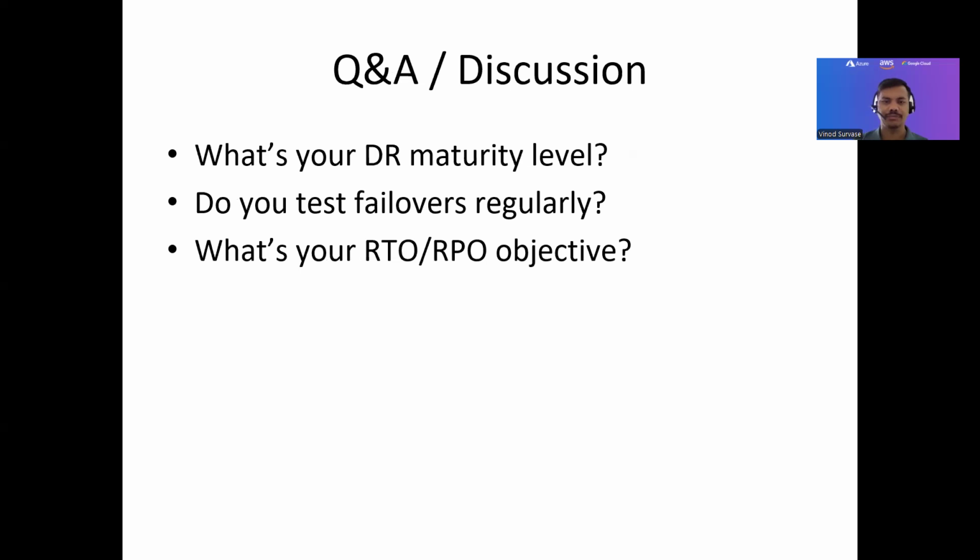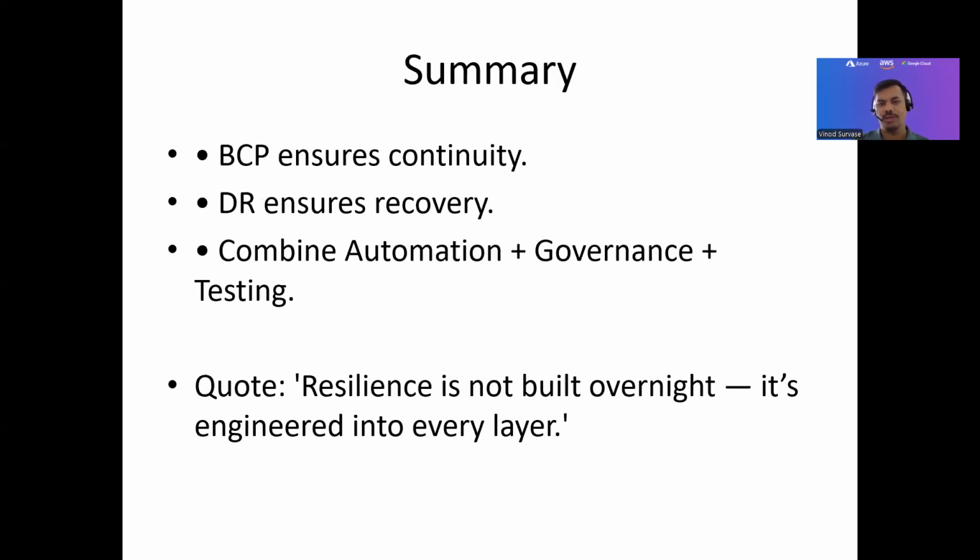And in summary, you can understand it this way. BCP is going to ensure continuity of the business and systems. DR is going to ensure the recovery from any of those failures, right? So in combination, it's going to be automation, governance, and testing, right? So this is a combination of all those three together. And a simple quote to understand it this way is: resilience is not built overnight, right? So it's engineered into every layer.